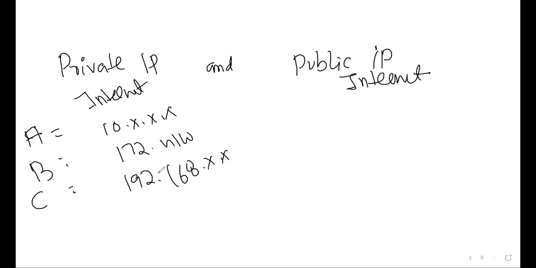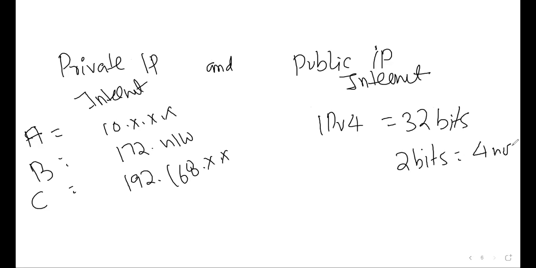Why do we need private and public IP? They're defined this way for security purposes. Let's say I don't have this scenario of private and public IP. IPv4 is 32 bits. If I say 2 bits, what is the value? 4 numbers, 2 raised to 2. If I say 3 bits, what is the total number? 2 raised to 3, which is 8 numbers.